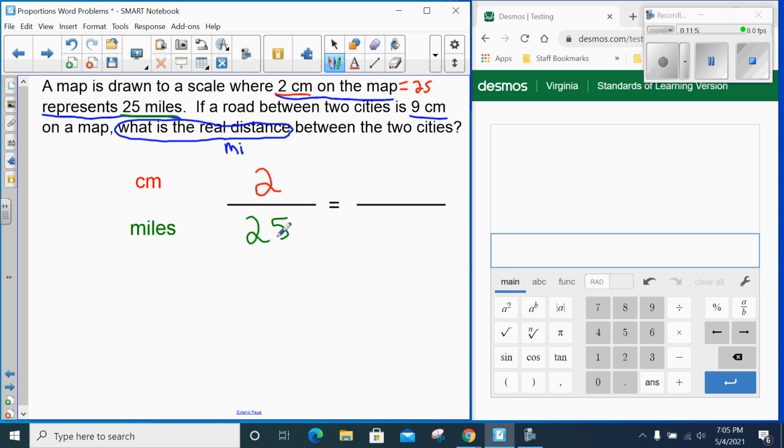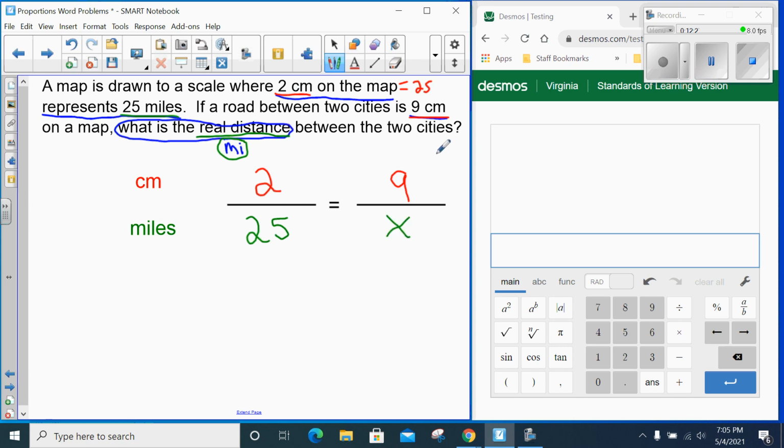Now the next part of the problem tells us the road between the two cities is 9 centimeters on the map. So again, I want to keep everything organized. So everything with centimeters, I want to write in the top since that's where I put the label centimeters. So my 9 would go in the top. And that last number that we're missing, you can go back to the question, what is the real distance? So it's asking us, what is the distance in miles? So since we don't know this number, we're going to go ahead and write an X here.